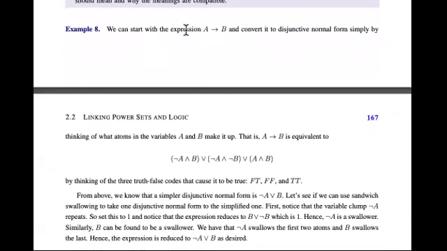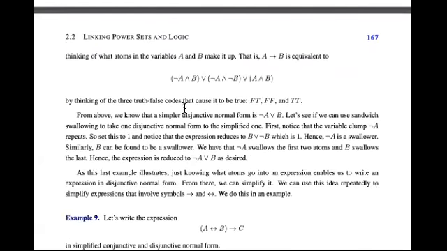Okay, and then there's some examples here at the end of the section. We can take this expression and convert it to disjunctive normal form by simply thinking about what the atoms are. You take the atoms as expressions and you union them up like this. That's disjunctive normal form. You could do sandwich swallowing or whatever else if you wanted to, but you would end up getting not A or B as desired. You can kind of look through that.